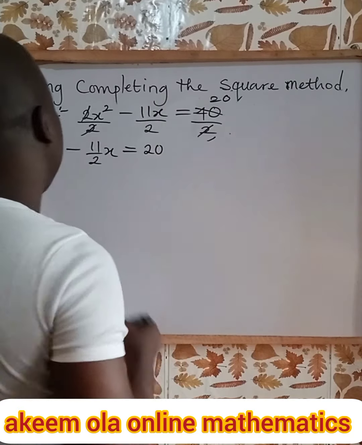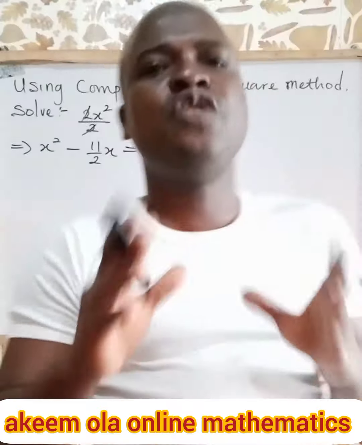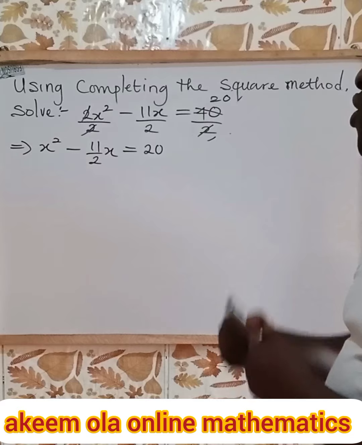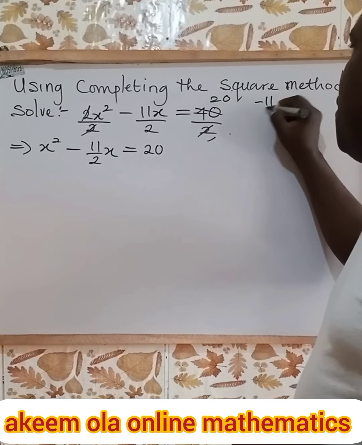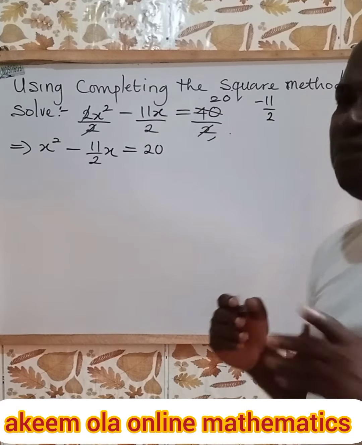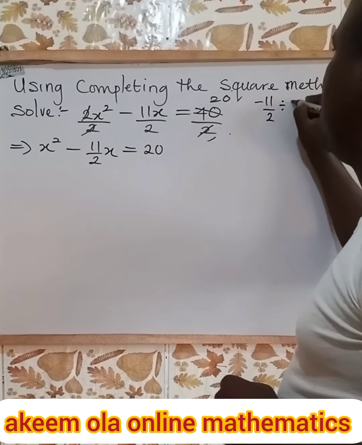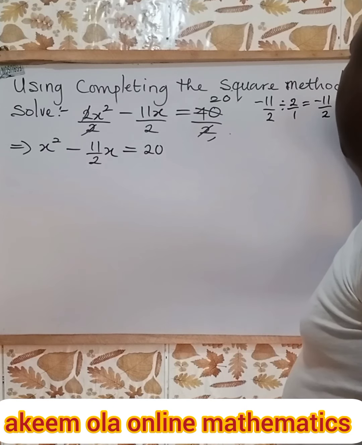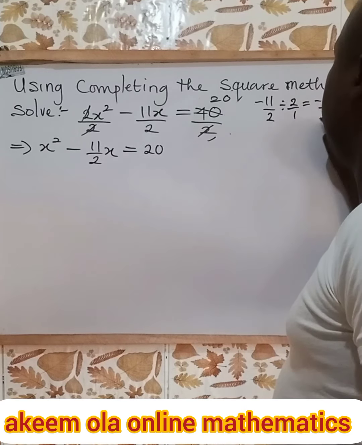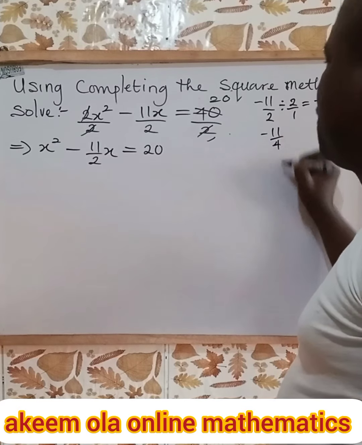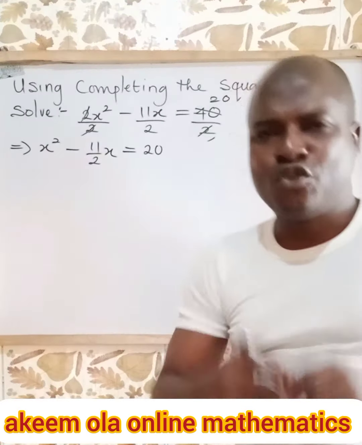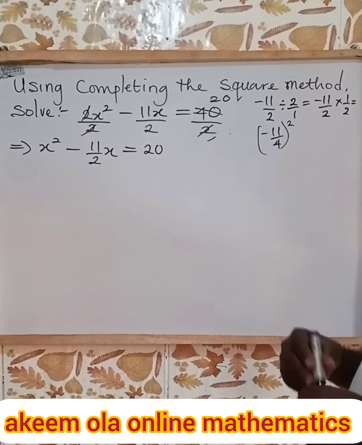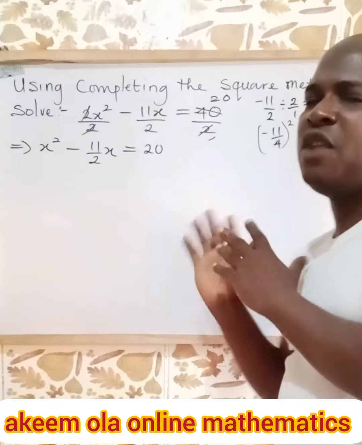From here, the next thing we are going to do is to consider the coefficient of x. The coefficient of x is minus 11 all over 2. Divide it by 2. Of course, we cannot divide like this, so we have minus 11 all over 2 times 1 all over 2, and that will give us minus 11 all over 4. Then, the next step, square the answer. Of course, you don't need to get a value for the answer.